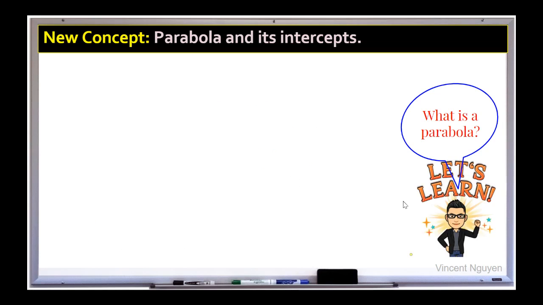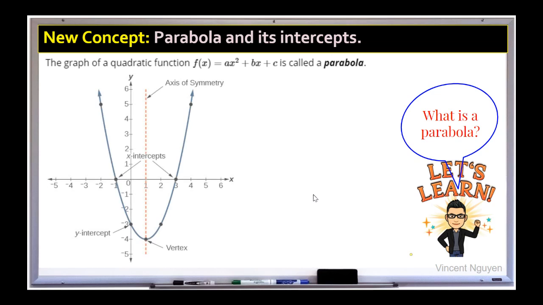Okay. So let's talk a little bit about the graph itself. The name of the graph is called a parabola. So what is a parabola? Well, a parabola is the graph of any quadratic function. Okay, any quadratic function, its graph is called a parabola. And the graph of the parabola has many different characteristics, or I guess we should say features, right? The line that goes straight down and splits the graph in half is called the axis of symmetry, this vertical line right here. The tip of the graph is called the vertex, okay?